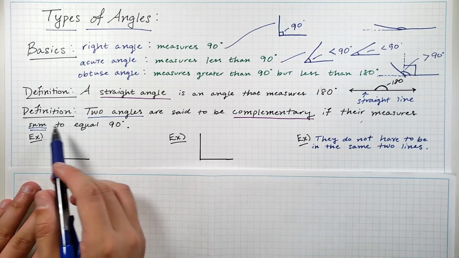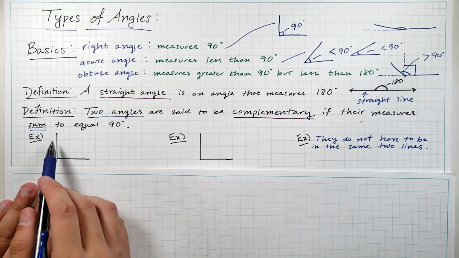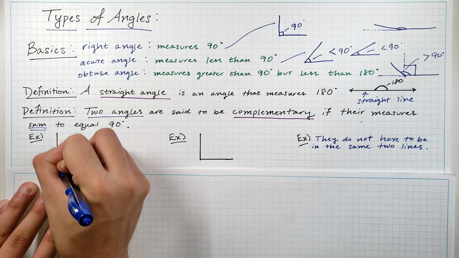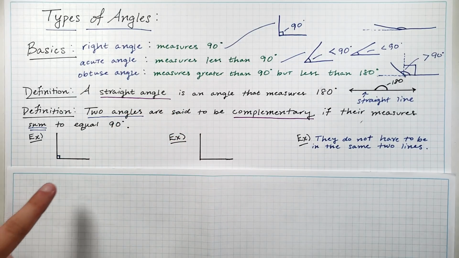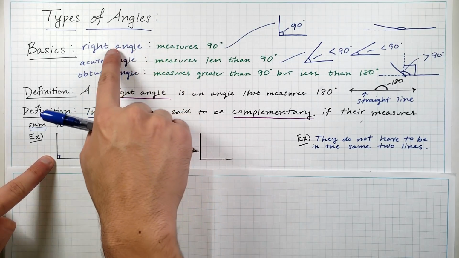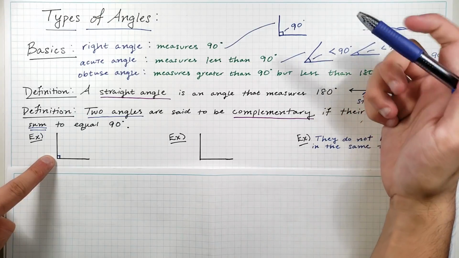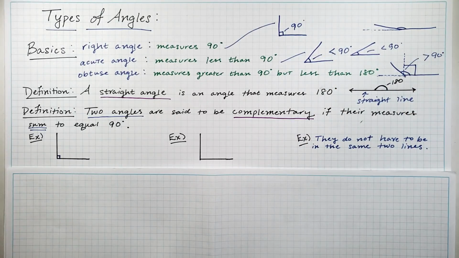So let's look at this example here. Let's say we have this little right angle going on. I'm going to denote it by it being a right angle. So what do we know about this so far? We know this thing is 90 degrees, right? Because it's a right angle. A right angle measures 90 degrees, and we denote it with the little square on the inside.